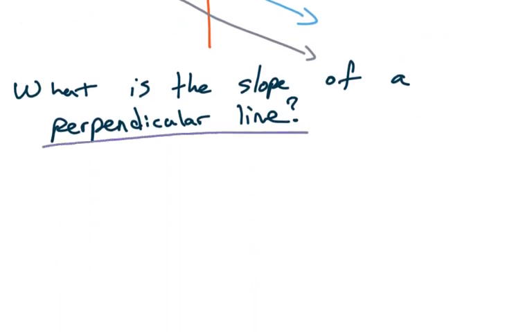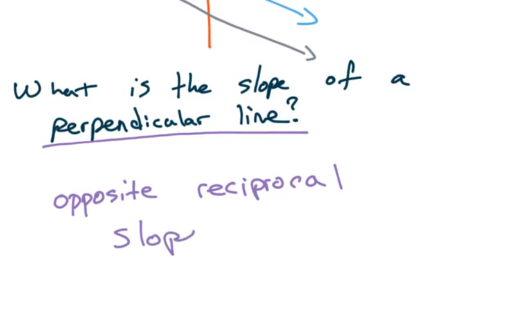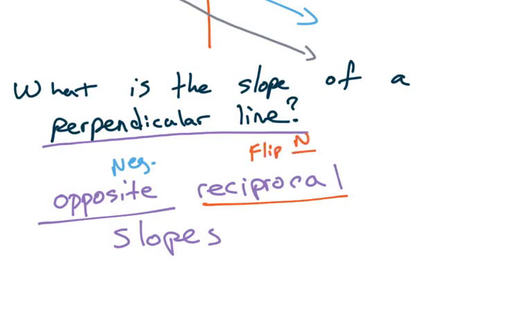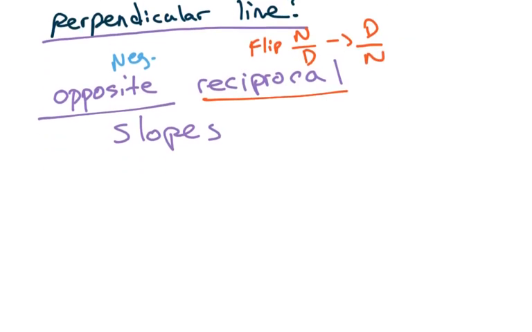Perpendicular lines have what's called opposite reciprocal slopes. Okay, so remember in math, opposite means that you make it negative, and reciprocal means that you flip numerator and denominator. So, for example, if I had a slope of 2/3, the opposite reciprocal would be you negate it, and then you flip.